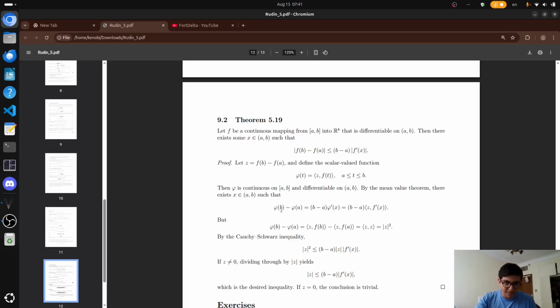So phi of b minus phi of a is equal to (b minus a) times phi prime of x, because this is a real valued function, so you can use the mean value theorem here. So it's equal to (b minus a) times z dot f prime of x, because the derivative also works for the dot product, and z is a constant, so we just take the derivative of this.